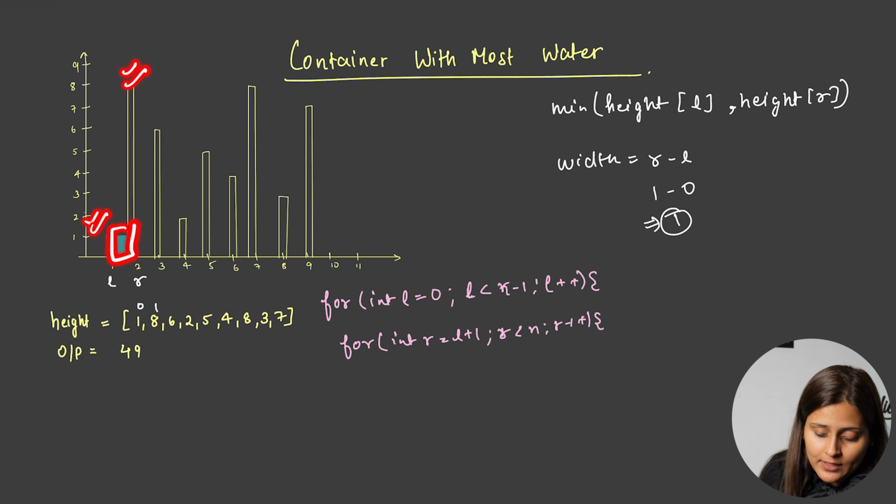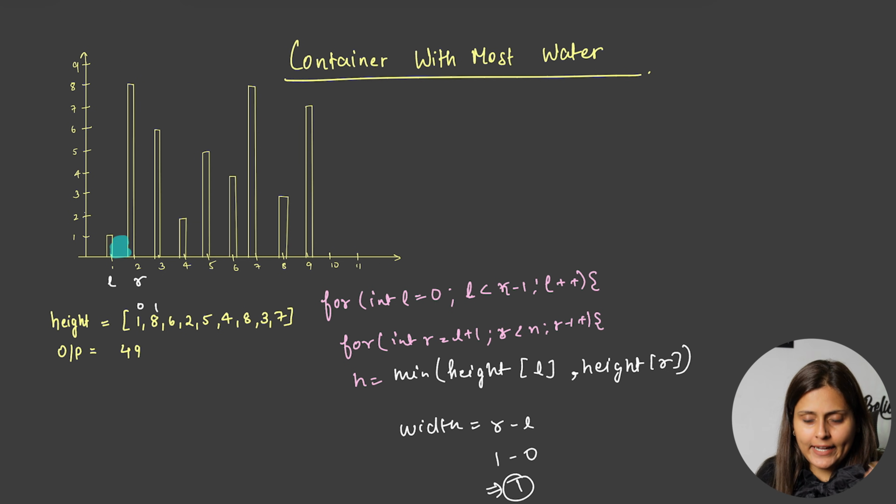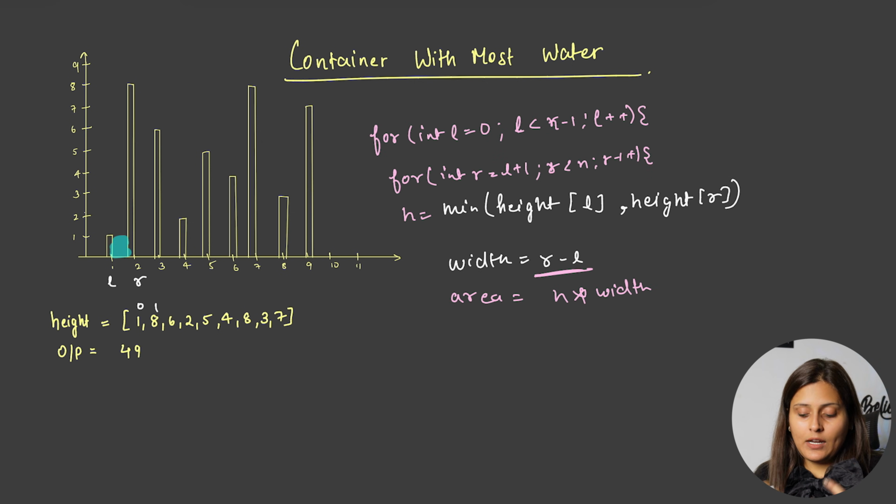Okay, so first left will point here and right will point here. Now we want to calculate the area, correct. So this thing we can put here. To calculate the height we will take the minimum of left height and right height. Then to calculate width we can do the subtraction of right minus left, correct. And then after this we can simply calculate that area will be nothing but height cross width, correct.